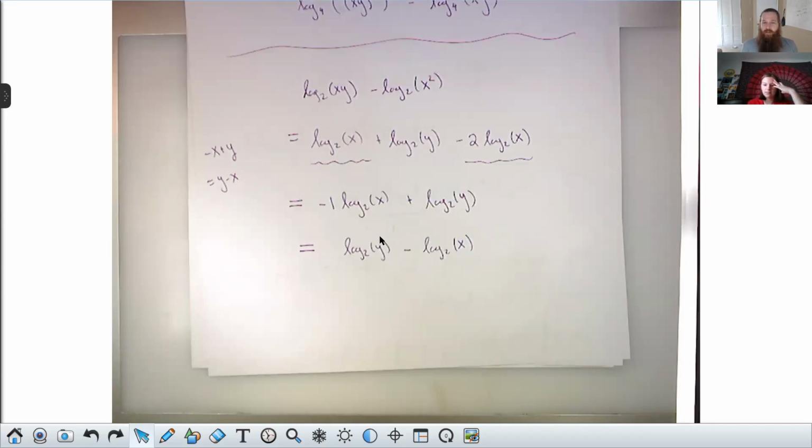That's it. So look at that last line and see if you can apply any of our log properties to that. There is one more thing here that maybe we could do. Do you want me to condense it? Yeah, let's try that. All right. Okay, so then it'd just be log 2 of y over x. That sounds good.